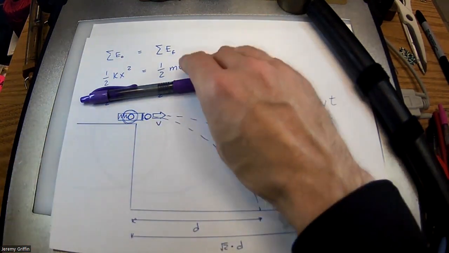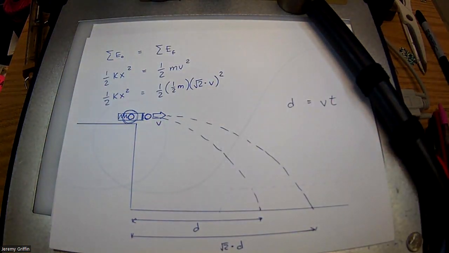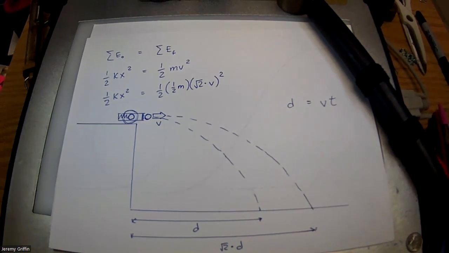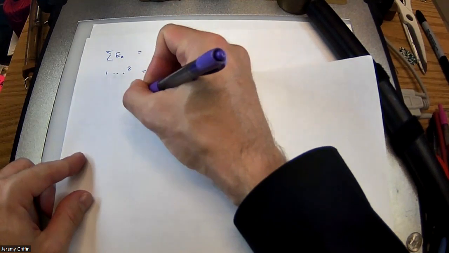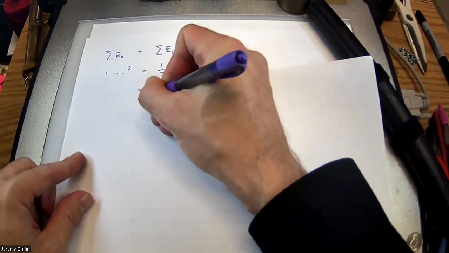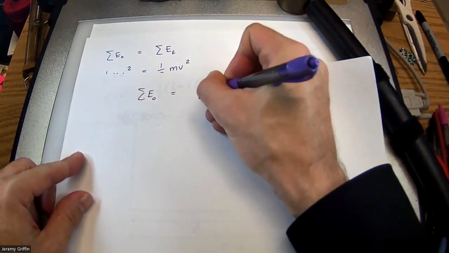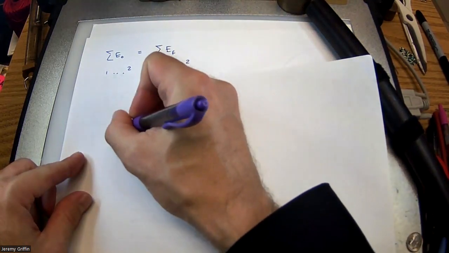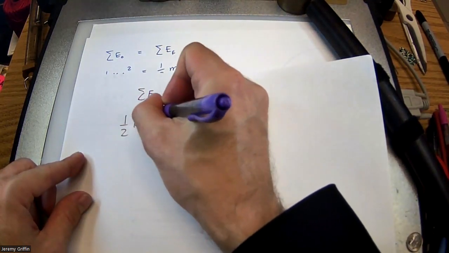Okay. So let's break out, need more paper. So we're doing sum of energy initial equals sum of energy final. All the energy was in the spring, 1/2 kx squared.